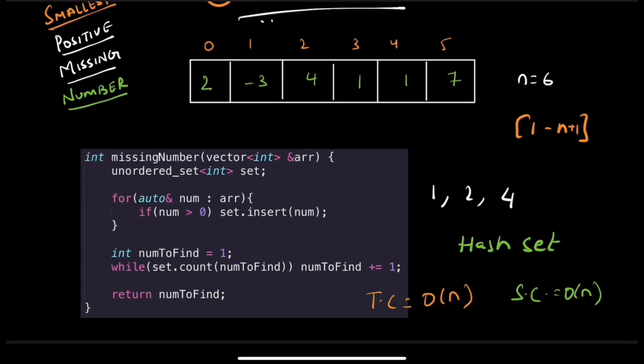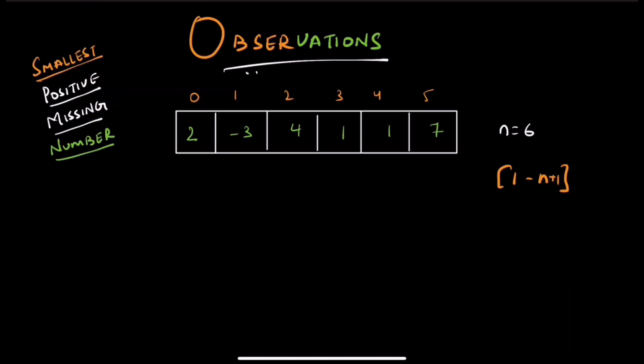But if we observe more, we can eliminate this space complexity. So let's see the optimized approach for this. Now, before moving to the optimized approach, a quick observation from this number range is that our number range lies within 1 to n plus 1, right? So, is there any chance that this number lies in this array? Yes, right, because at 0th index we can find 1, at index 1 we can find 2, at index 2 we can find 3, and so on.